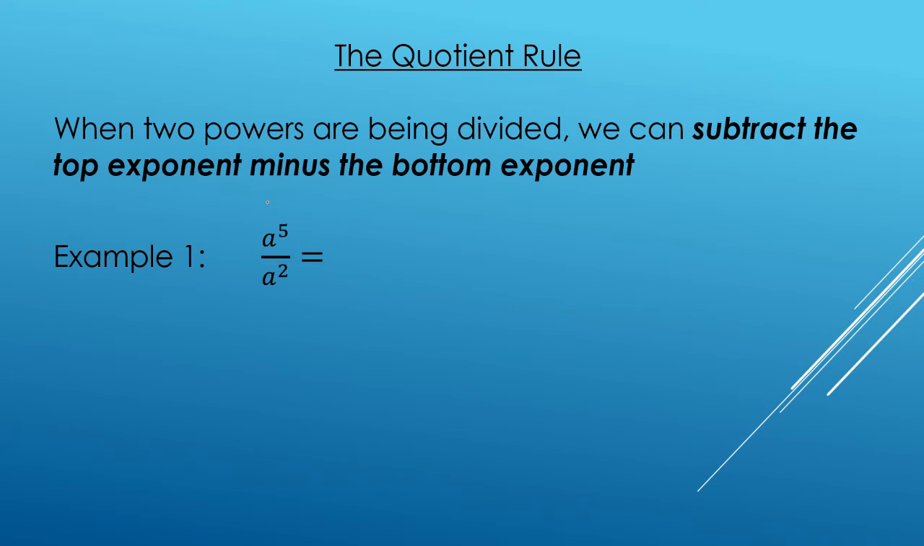Let's look at the quotient rule. So just remember the quotient rule. Another name for that would be the division rule. Same thing. When two powers are being divided, we can subtract the top exponent minus the bottom exponent. So let's try this out, and then let's look at why this works.